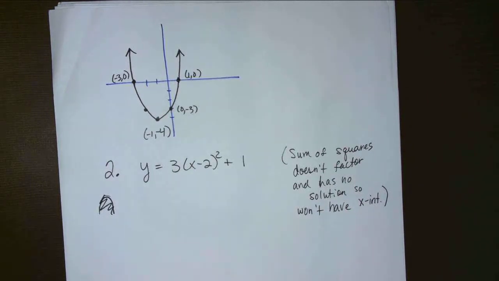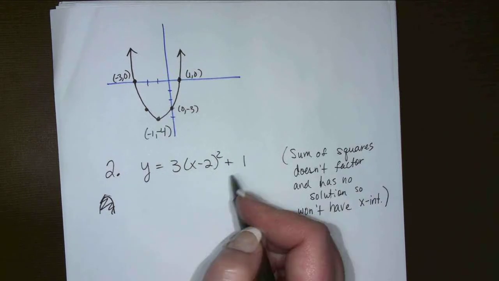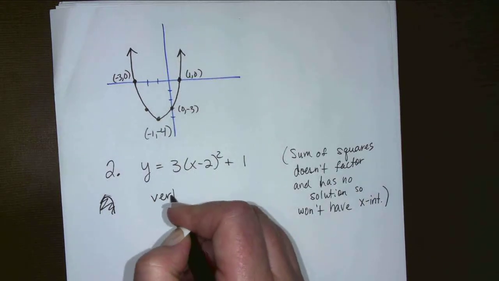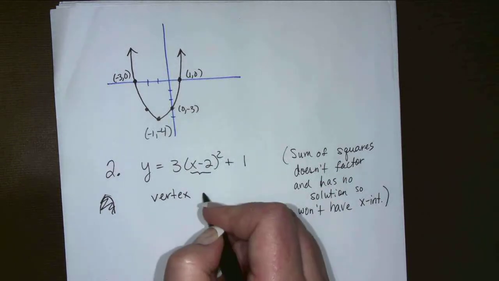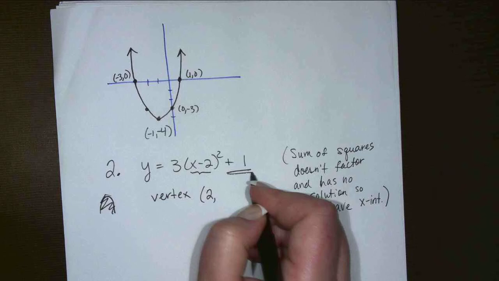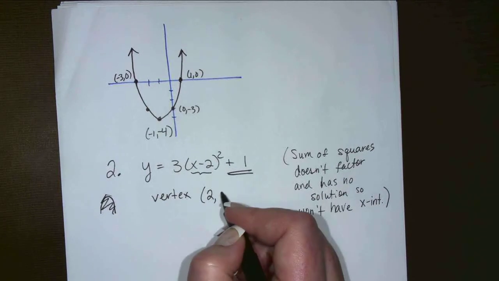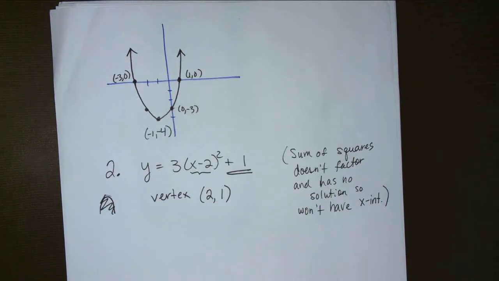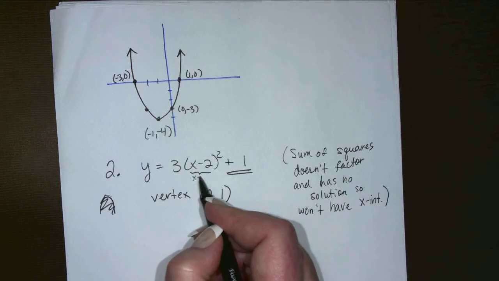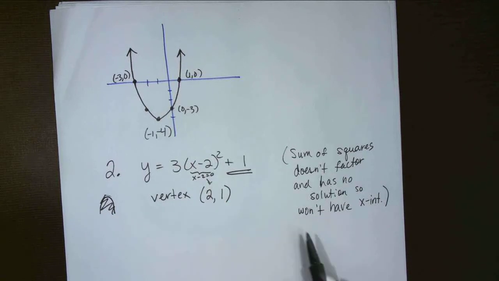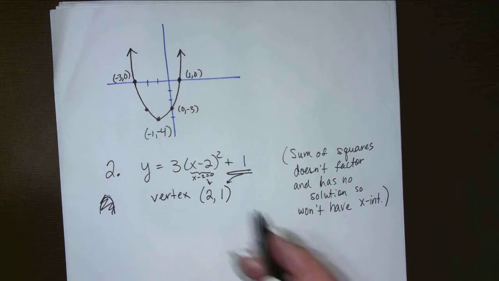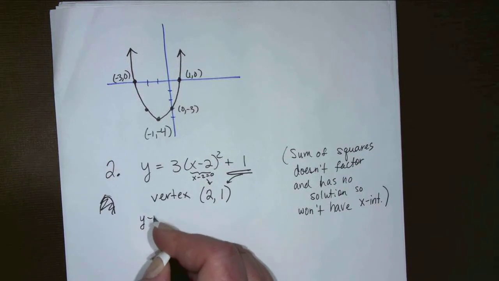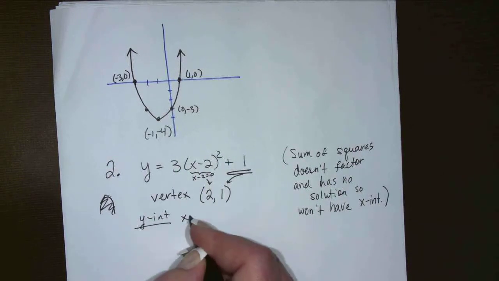That's our next example. So, what's the vertex? Remember how I said to read the vertex? What makes that 0? 2. And if that's 0, it's gone, and the y value is just 1. So this is x minus 2 equals 0, gives this one. And that value stays, because if this is 0, it's gone. So there's our vertex. Our y-intercept, we let x equal 0.